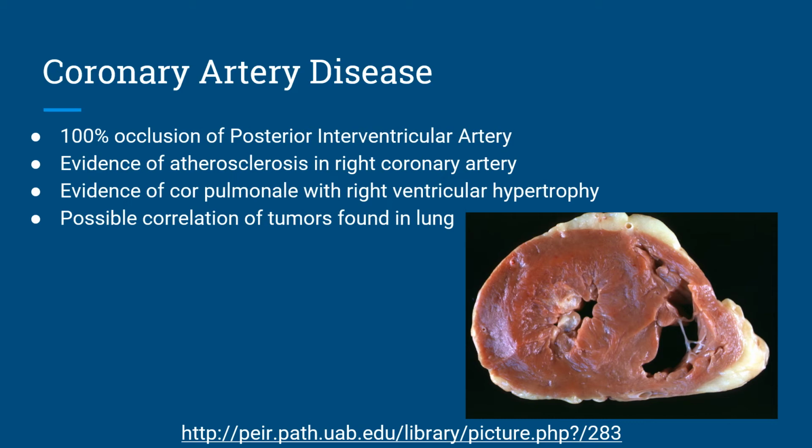which would decrease blood flow to the heart. We also saw evidence when we sectioned the heart of a cor pulmonale with quite a bit of right ventricular hypertrophy, and you can see in this image to the right an example of what right ventricular hypertrophy looks like. And we believe this is due to evidence of tumors that we saw within the lung, which can cause pulmonary hypertension, which can lead to the cor pulmonale.